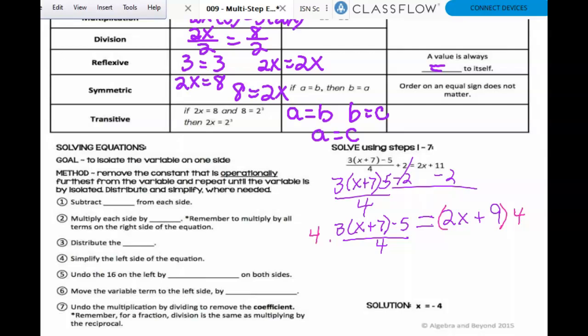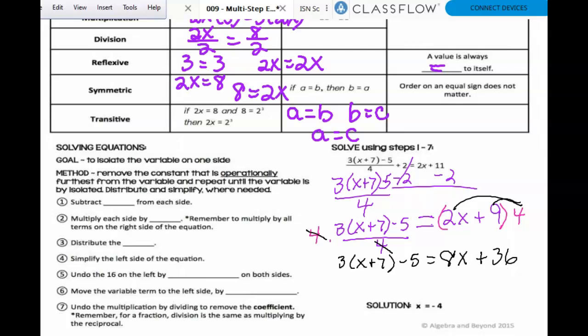And when I multiply this side times 4, what happens to these? This cancels with this. And it leaves me with what's on top, correct? So now I have 3 times x plus 7 minus 5 equals, I'm going to go ahead and multiply. So I get 8x plus 36. Somebody checking my math here?